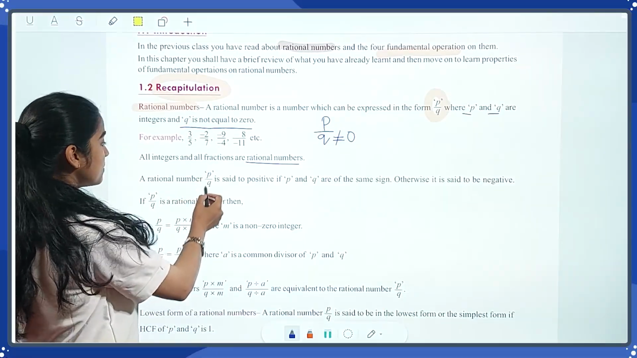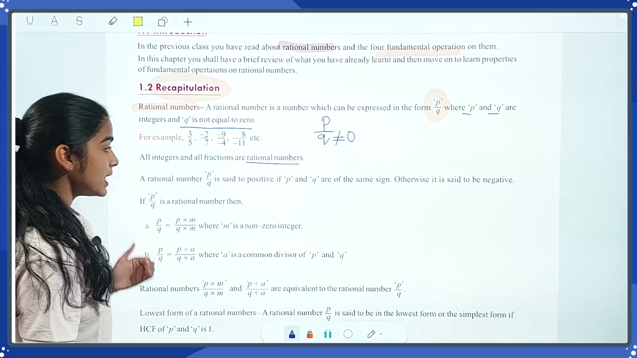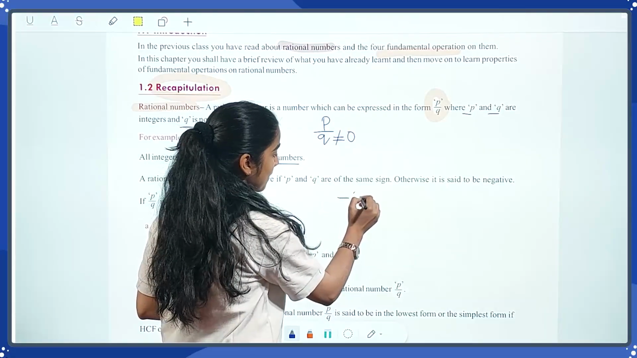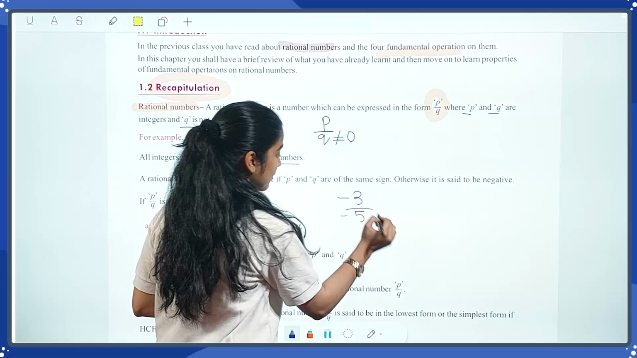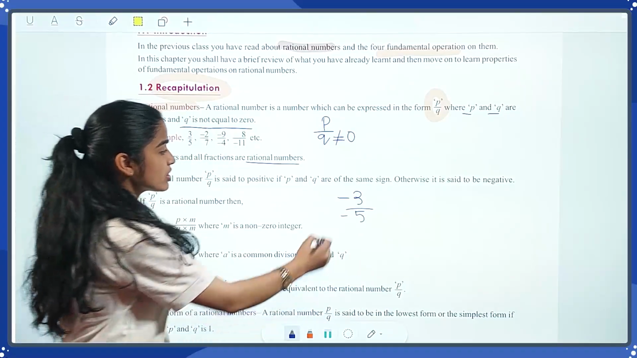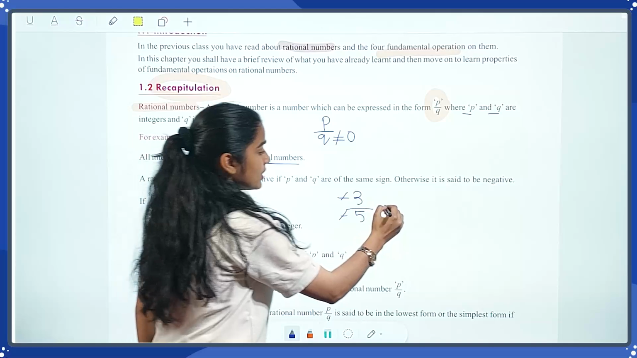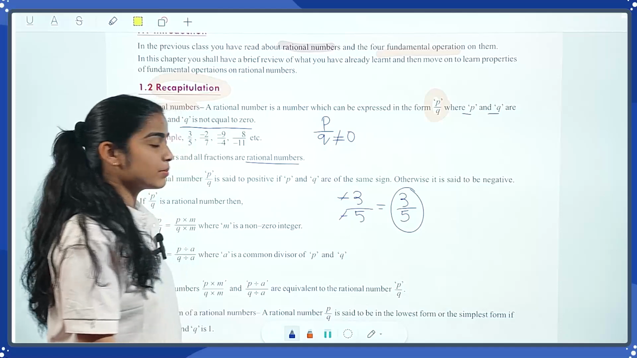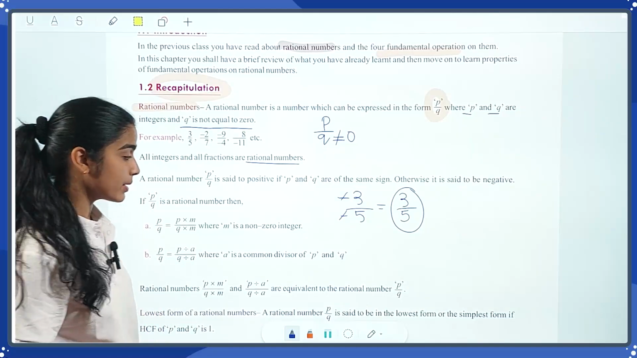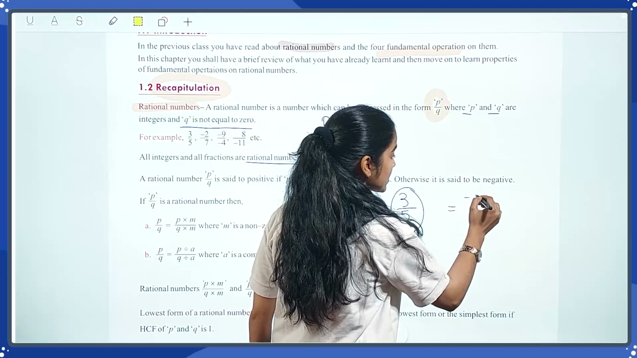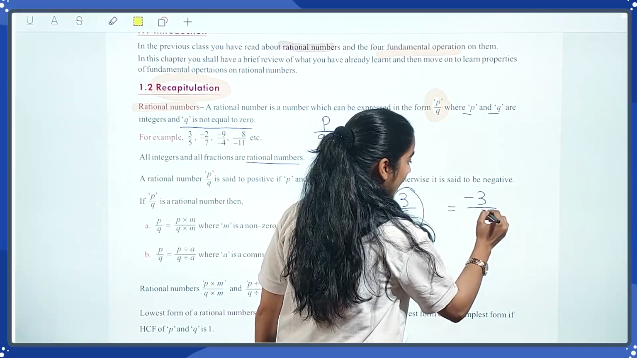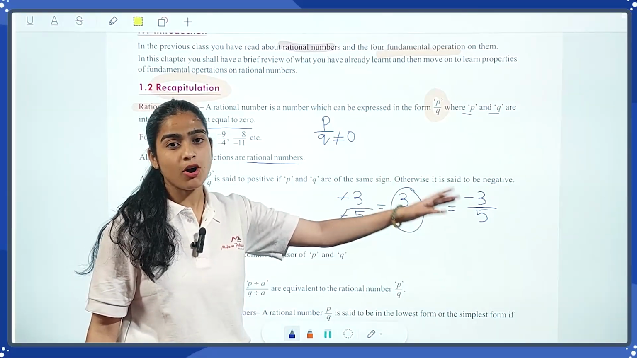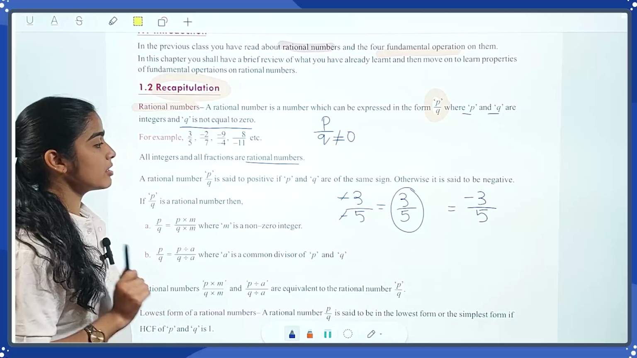A rational number P by Q is said to be positive if P and Q are of the same sign. For example, if I have a rational number minus 3 by minus 5, in that case we just cancel out the minus signs and we have a simple fraction, 3 by 5. In that way, our rational number becomes a positive rational number. But if there is a sign only in the numerator and no sign in the denominator, it is a negative rational number, for example minus 3 by 5.